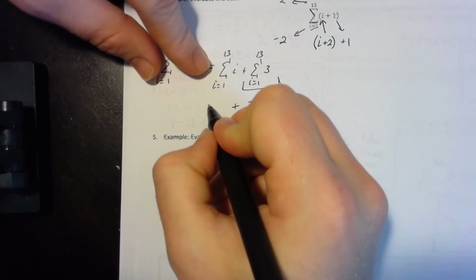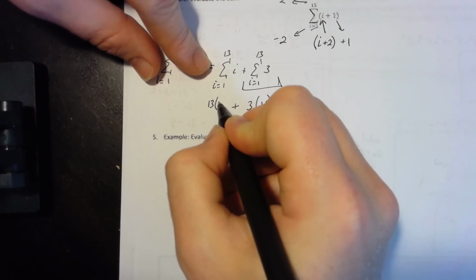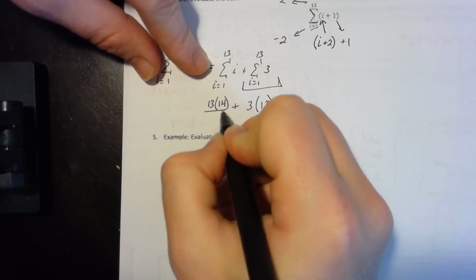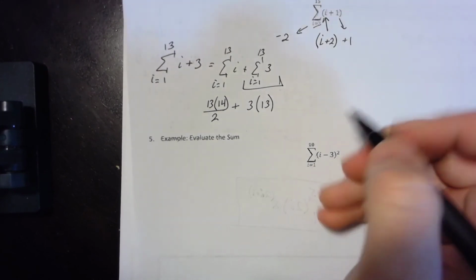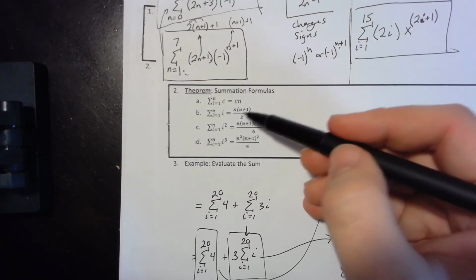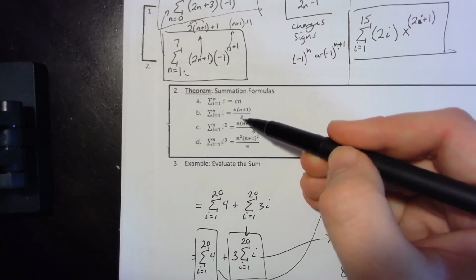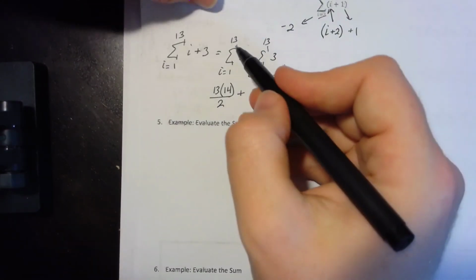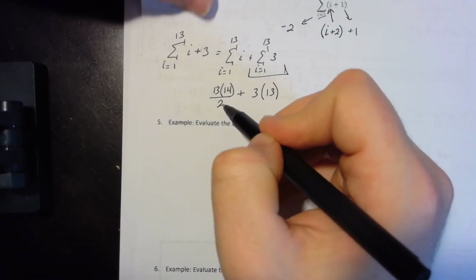So that's plus, I'm going to have my n is 13, and then 13 plus 1, which is 14, all divided by 2. Now I'm going to verify that formula because, again, I don't have it memorized off the top of my head, but you'll notice n times n plus 1 divided by 2. n, in this case, is 13. So 13 times 14 divided by 2.